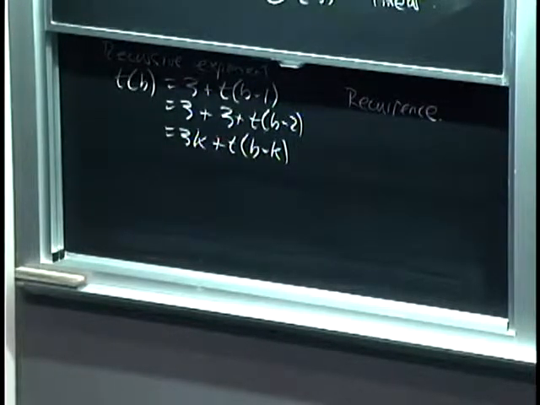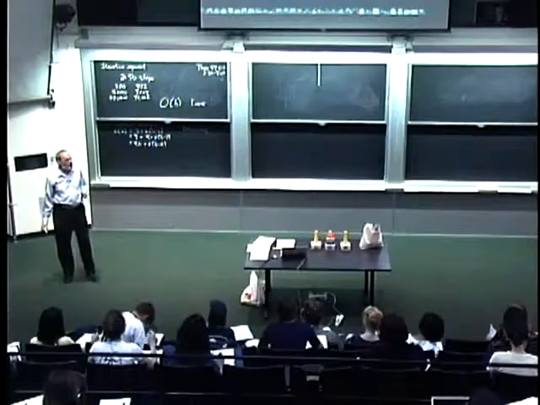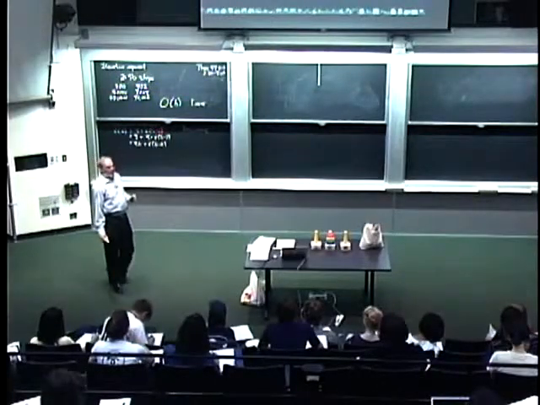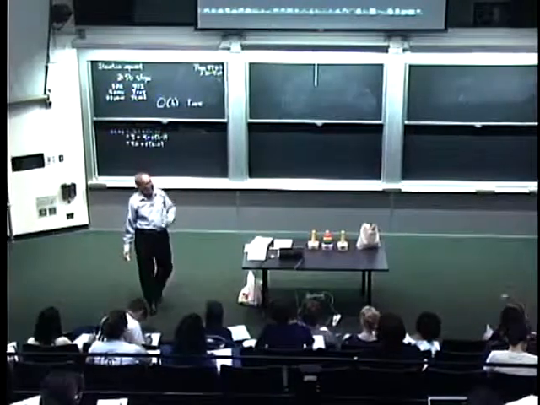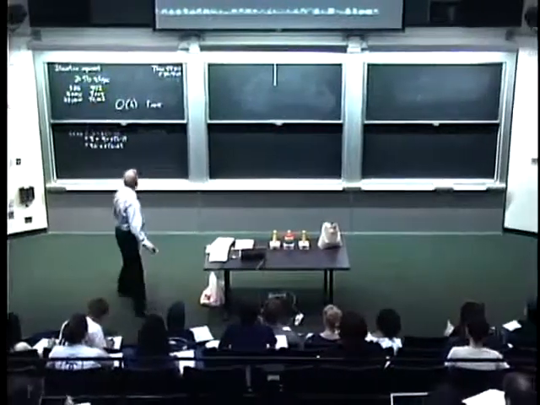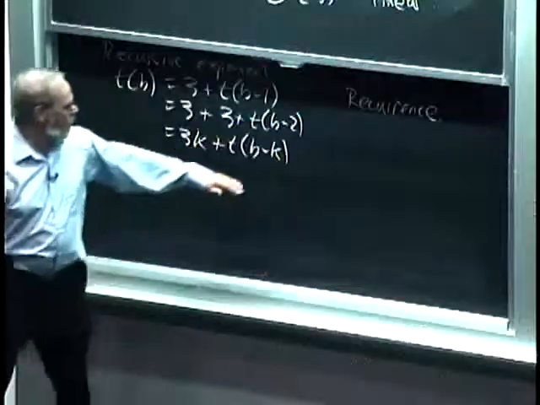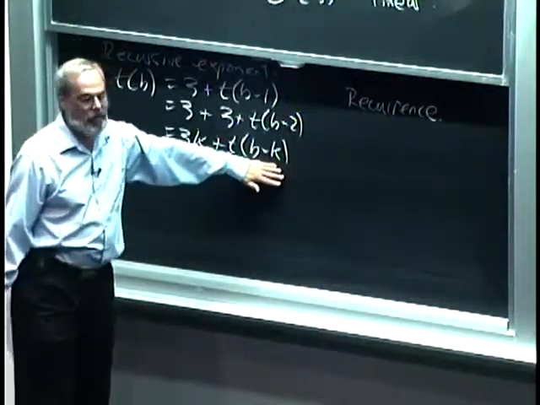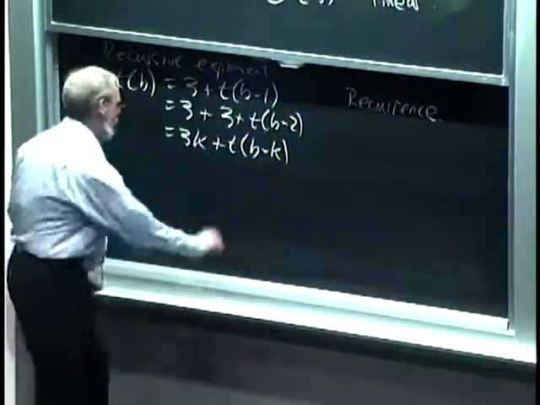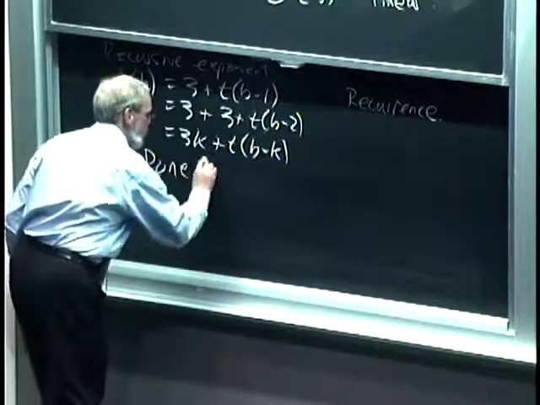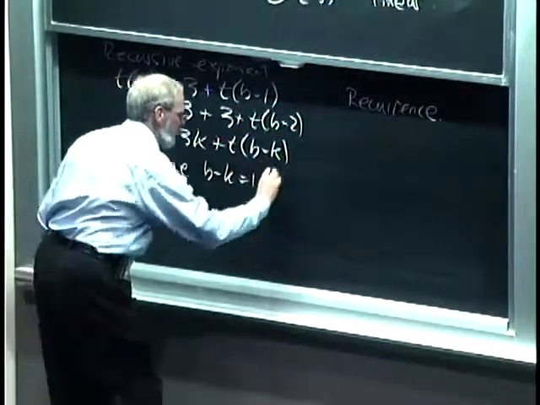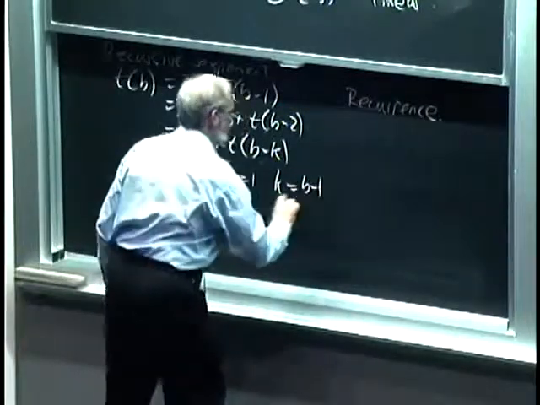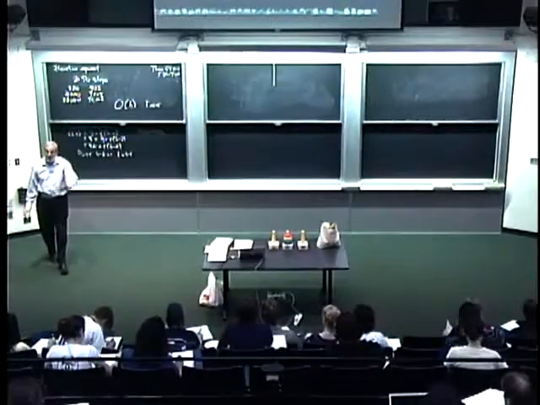When am I done? How do I stop this? Any suggestions? Don't you hate it when professors ask questions? Actually, I think I want b minus k equal to 1, right? When this gets down to t of 1, I'm in the base case. So I'm done when b minus k equals 1, or k equals b minus 1. That gets me down to the base case.